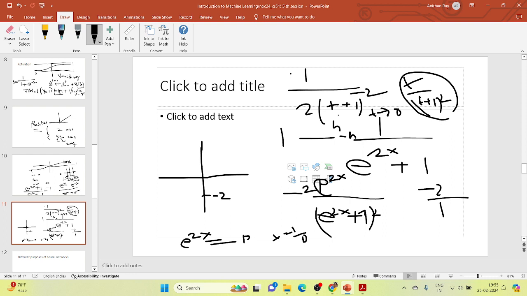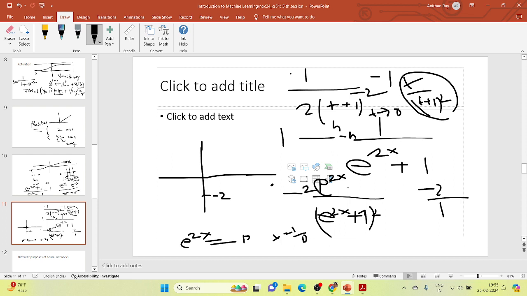So what is it working out to? This is 1 by 2, negative. Negative was also there, minus 1. The limit works out to be minus 1 at infinity. So it converges to this here.